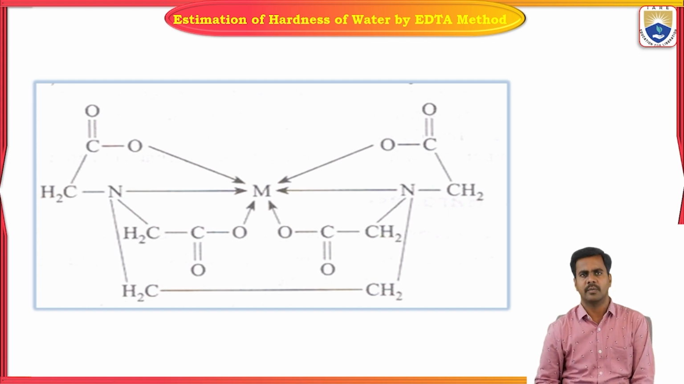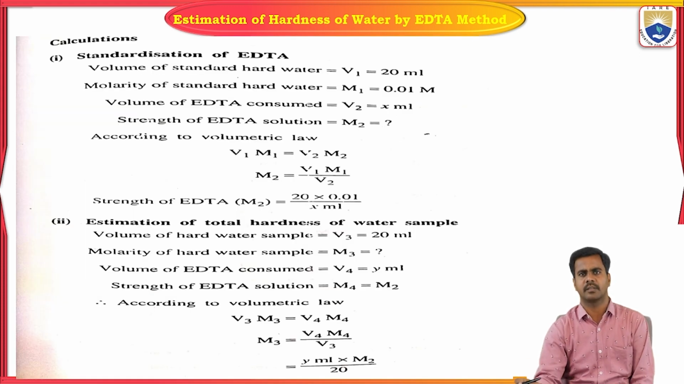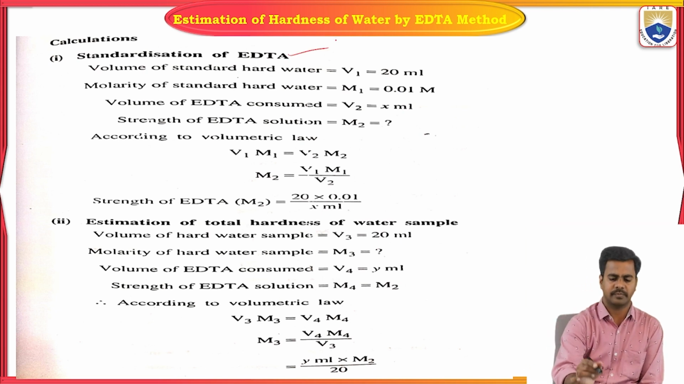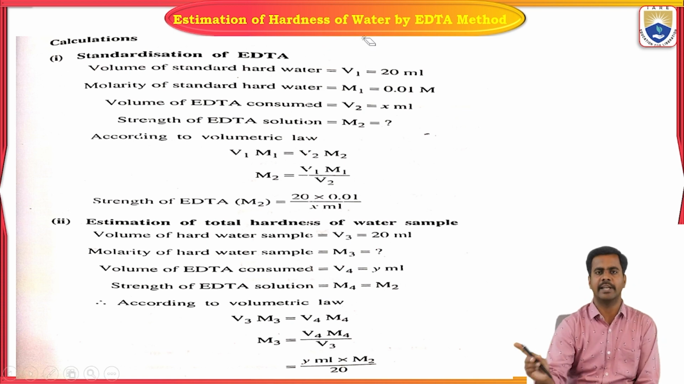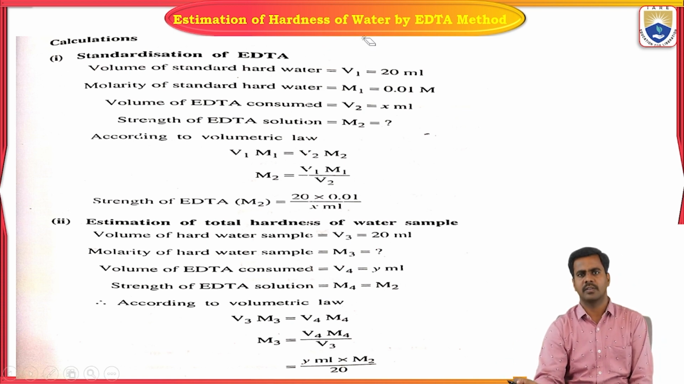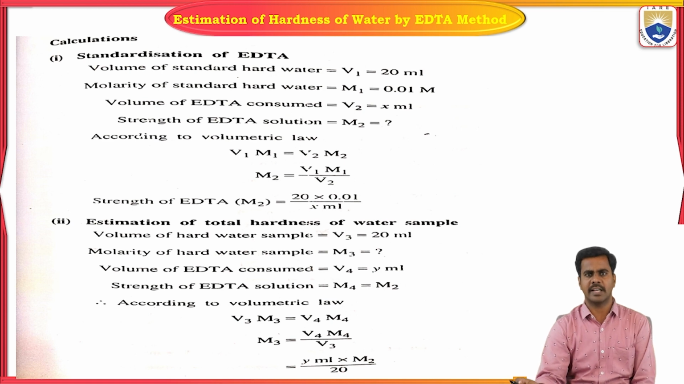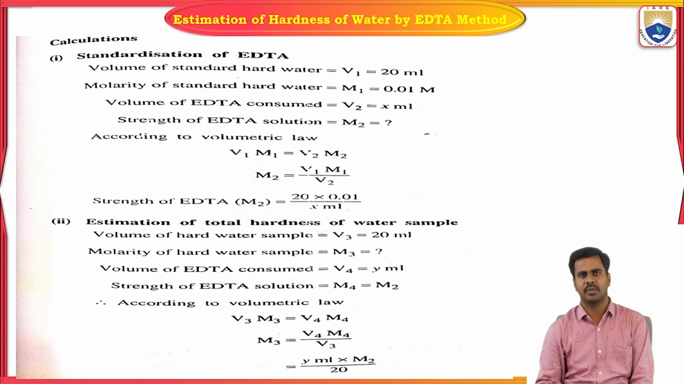Now coming to the procedure. So before estimating hardness of water by using the EDTA method, first we have to standardize EDTA. So what is standardization? Why should we standardize EDTA? Usually EDTA acts as a secondary standard. So what is a secondary standard? We have to standardize EDTA by using a primary standard.